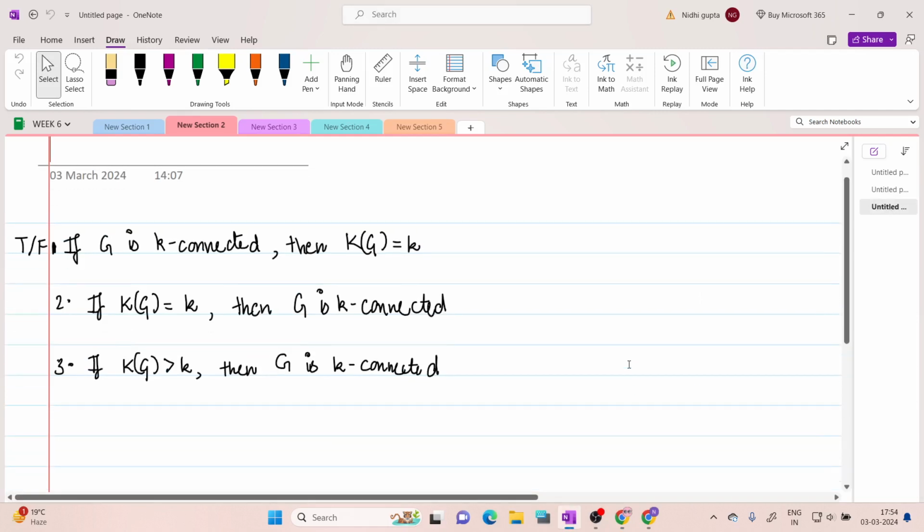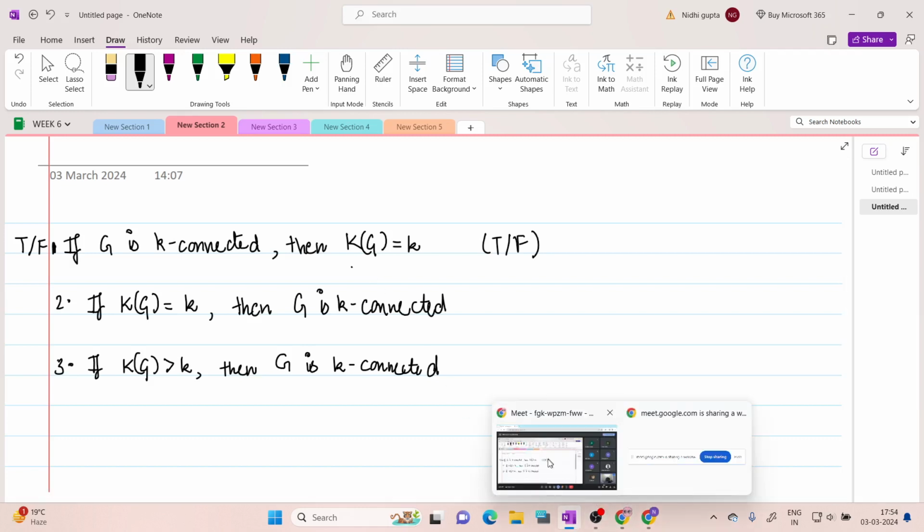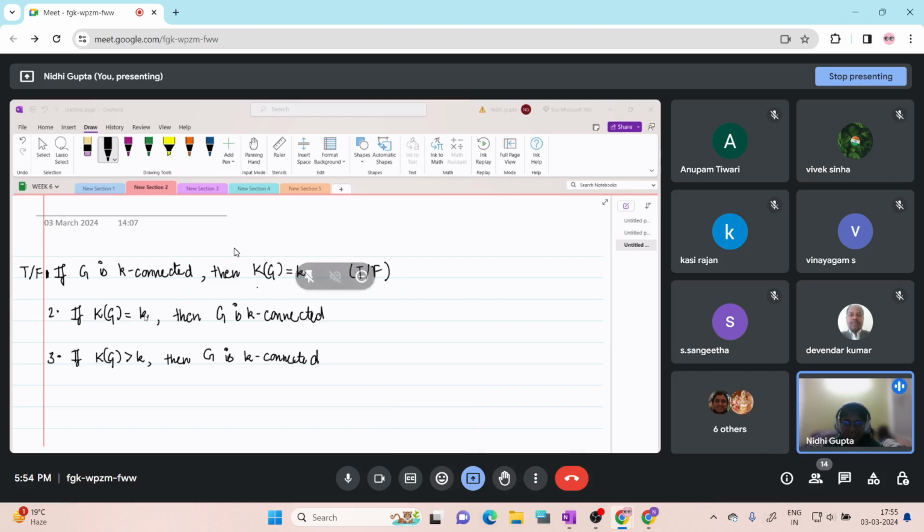Now these are just implications of the definition. So you just have to understand the definition and then tell if it is true or not. First is that if G is K connected, then vertex connectivity is equal to K. True or false? So what do you think? If G is K connected, then can we say that vertex connectivity is K? True or false?